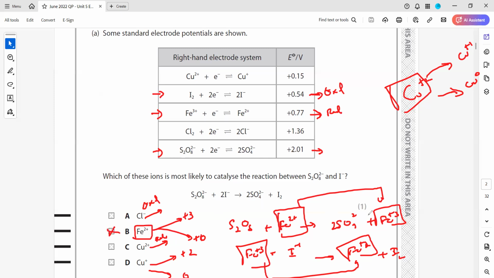first it reacts with the thiosulfate, it will be oxidized to iron 3, and then the iron 3 reacts with iodide ion to form iron 2. So B is the answer. But why not C when we check with the copper? Let's now check with the copper.